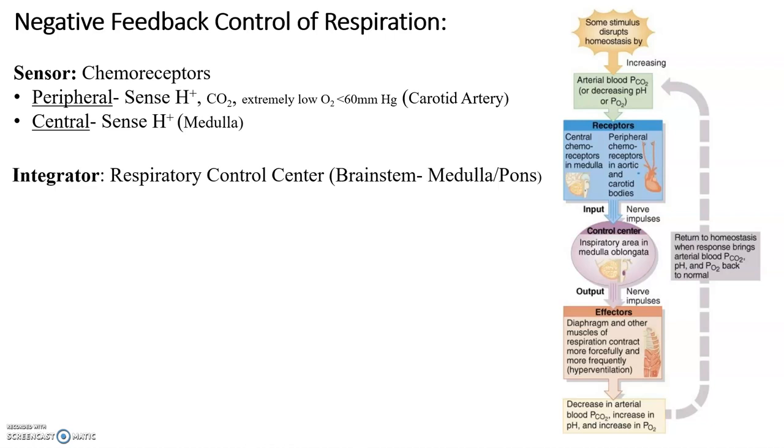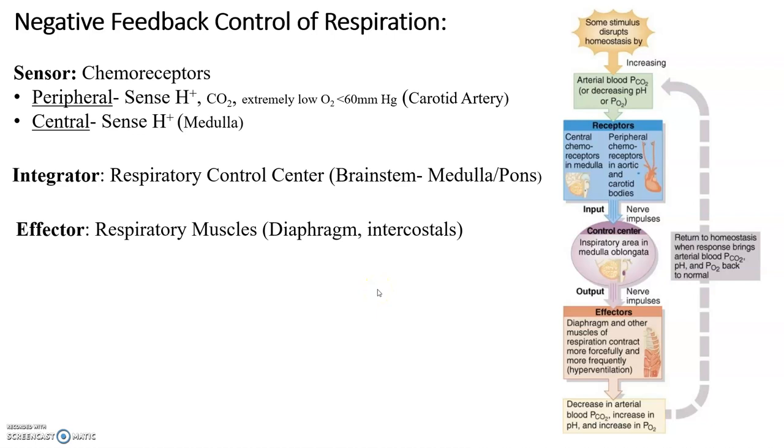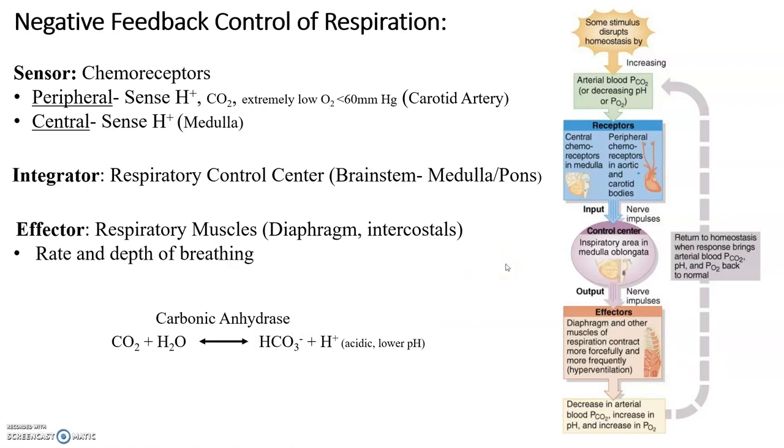The integrator in this case is what we call the respiratory control center in the brainstem, which is located in the medulla or pons area. And then the effector are our respiratory muscles, so those include our diaphragm and our intercostals. So what are we really regulating when we regulate respiration? Well, it's blood gases. So there's an equation that we will rely on to understand how this works.